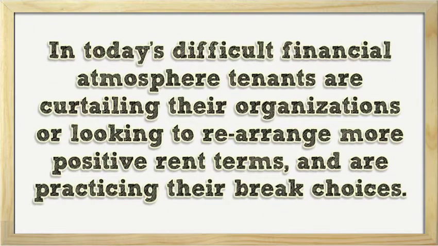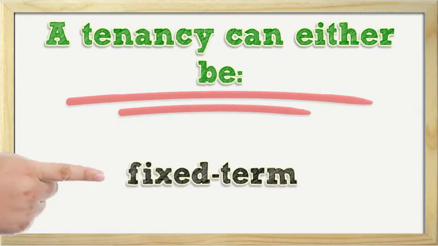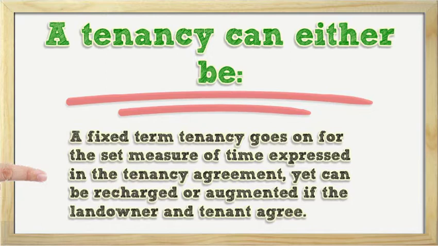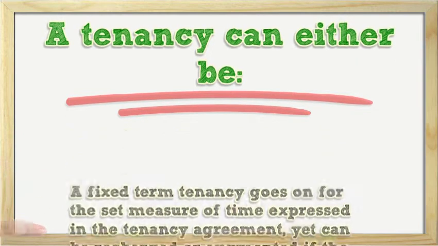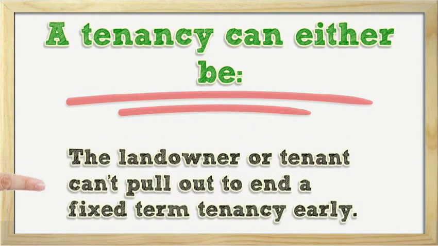In today's difficult financial atmosphere, tenants are downsizing their businesses or looking to renegotiate more favorable lease terms, and are exercising their break options. A tenancy can be fixed term. A fixed-term tenancy goes on for the set amount of time stated in the tenancy agreement, but can be renewed or extended if the landowner and tenant agree. The landowner or tenant can't pull out to end a fixed-term tenancy early.